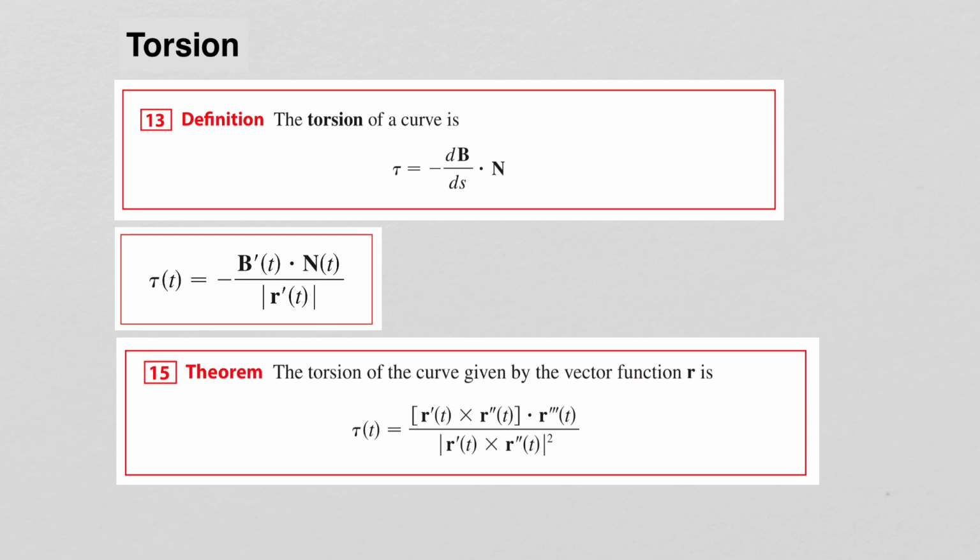Now, the definition of torsion is the Greek letter tau is equal to negative derivative of the binormal vector with respect to the arc length parameterization, and then we take the dot product with the normal vector N. In practice, though, this is a more commonly used formula, and then we also have a theorem that allows us to find the torsion directly from r, and that is given here. So let's go ahead and compute the torsion for a given curve.